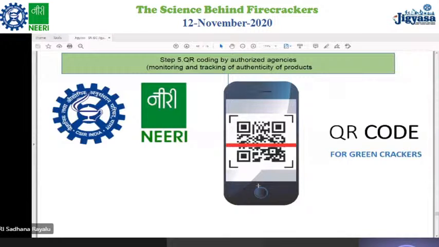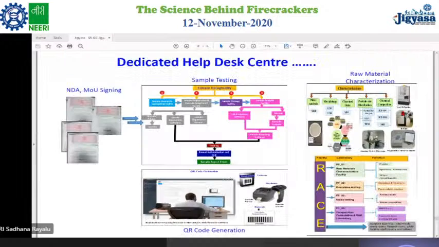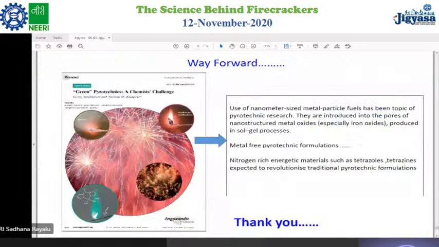And this is a dedicated help desk center at NEERI, wherein we go in for registration, we receive the sample, we do the testing, we issue the certificates, we issue the QR code, and so on and so forth.